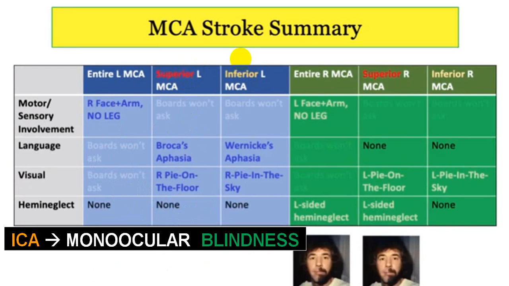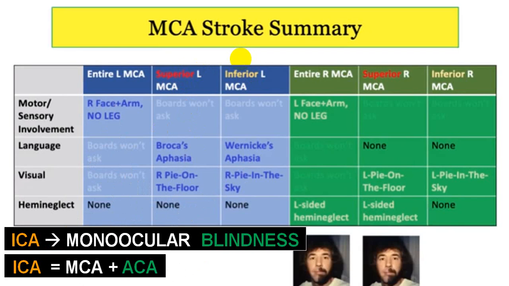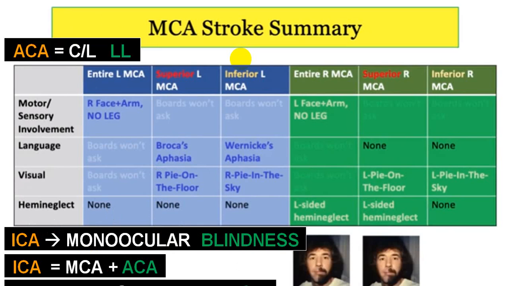So ICA, monocular blindness. ICA will produce MCA plus ACA territory involvement, and an unpaired anterior cerebral artery will produce paraplegia. Anterior cerebral artery will produce contralateral involvement. Lower limb will be more involved as compared to upper limb, opposite side, and lower limb will be mainly involved.